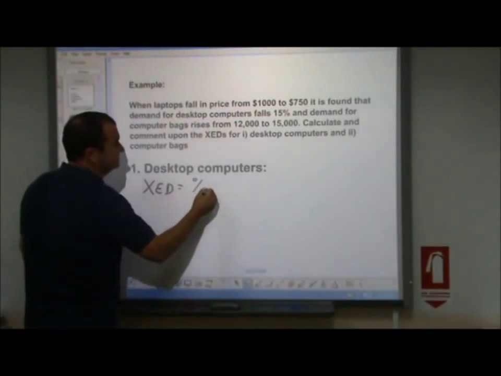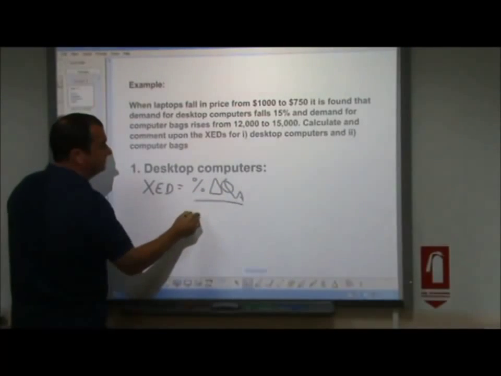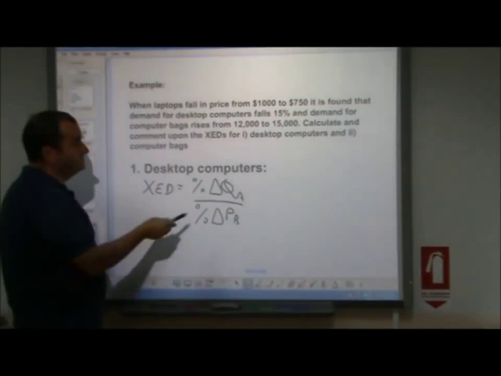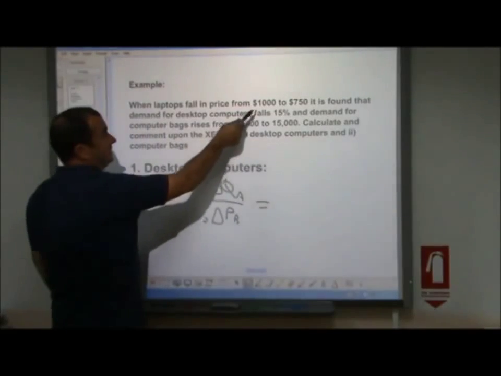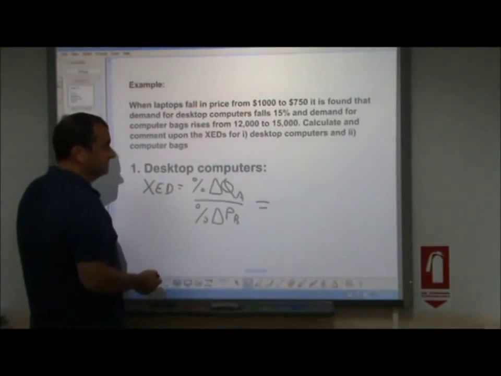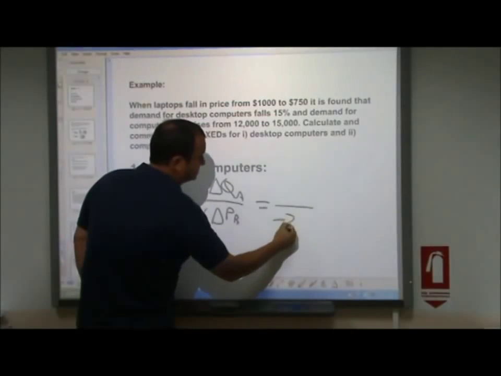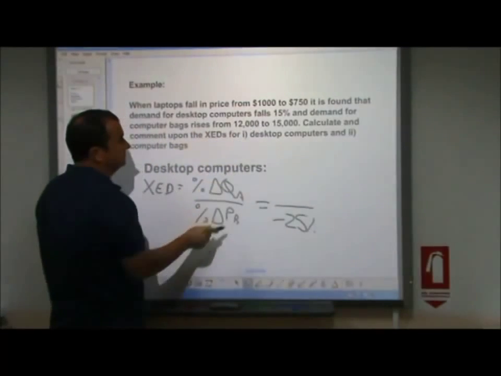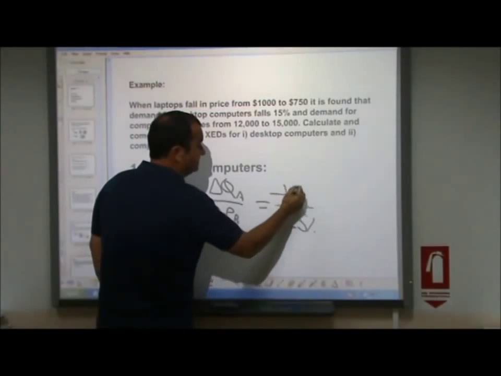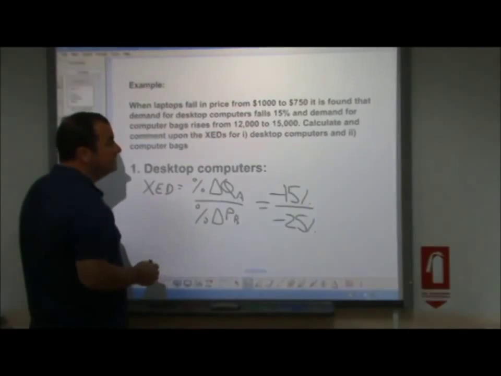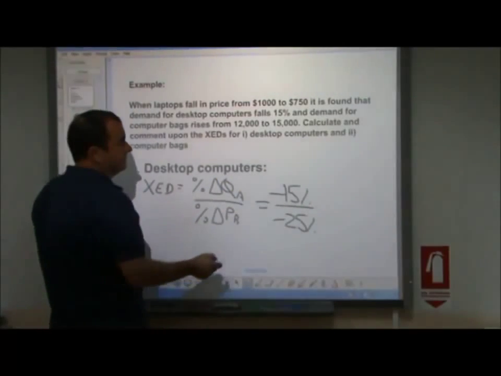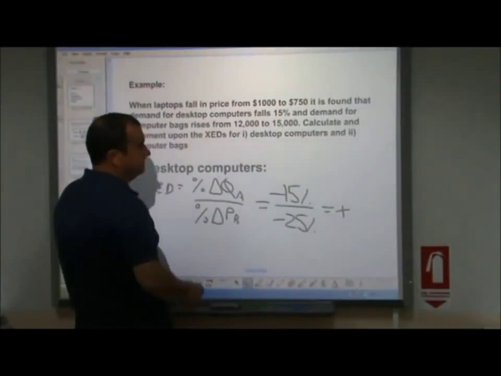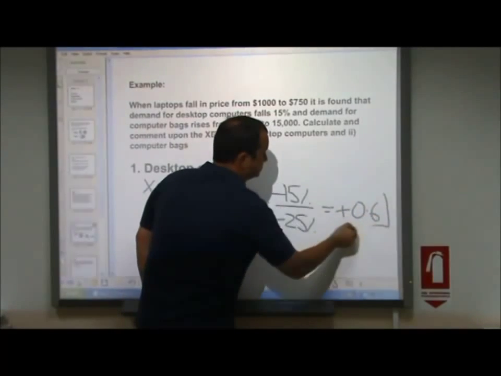XED equals percent change in quantity of A over percent change of the price of B. Well, the percent change in the price of B, I can see that there was a 25% fall in the price of laptop computers. So that's minus 25%. And I'm told that there was a fall in the demand for desktop computers of 15%. So that's minus 15%. Well, minus 15 over minus 25 creates a plus, and that's 3 over 5, which is 0.6, and that's my answer.